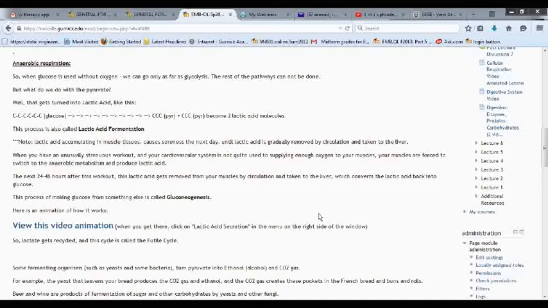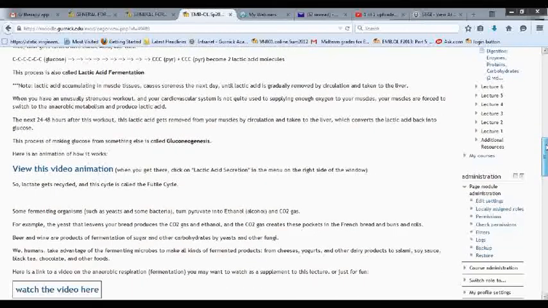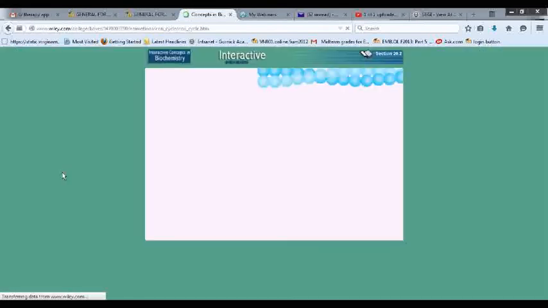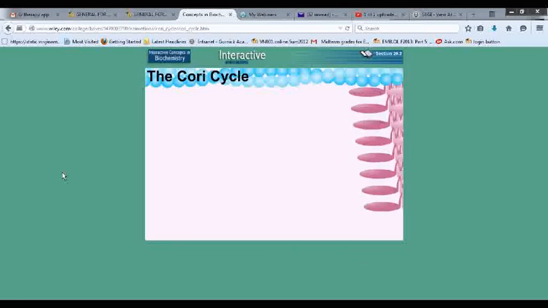Okay, so once again, if you are running low on oxygen, instead of taking the glucose and turning it all the way to CO2 and water in the presence of oxygen, you're going to take the glucose and turn it into pyruvate through glycolysis and then turn pyruvate into lactic acid. And we call that lactic acid fermentation. Okay, so when we look at this little video here, you have a short animation of this.